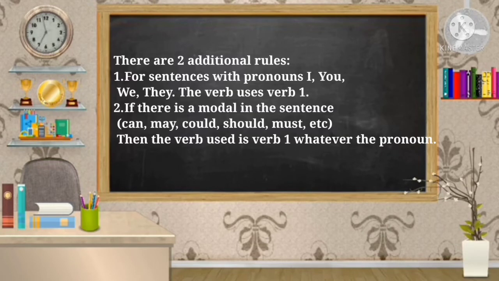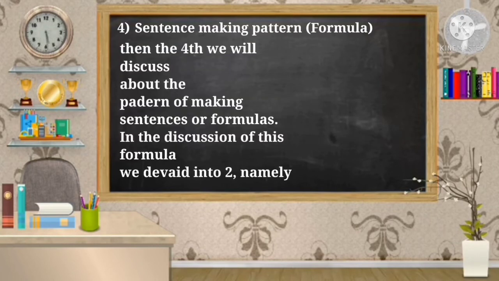Yes, there are 2 additional rules about verbs in the simple present tense. The first, for sentences with pronouns I, you, we, they, the verb used is verb 1. Number 2, the second rule is if the sentence contains can, might, could, and must, then the verb in the sentence that is used is verb 1 regardless of the pronouns. Therefore we will discuss the patterns of making sentences, or formulas.